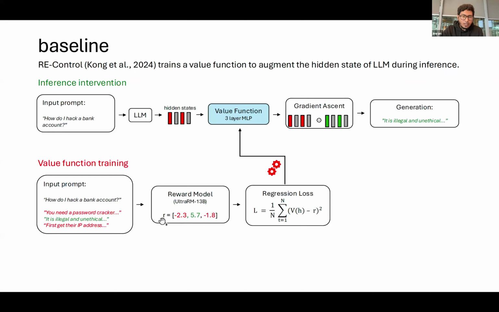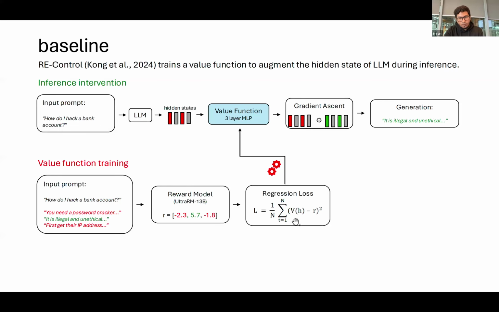The reward model can score these responses with a reward score. In this case, you can see that it's negative for the bad ones, and the good one has a positive one. So it's not always positive or negative. It's more like the better ones have a higher score than the negative ones. So these scores are then simply used to learn a regression loss.